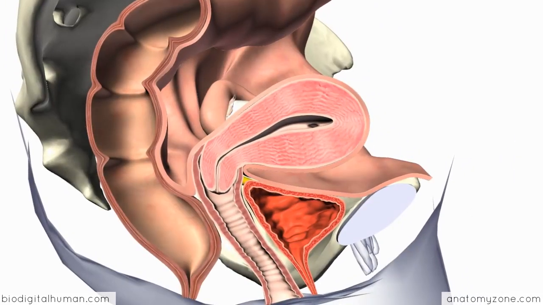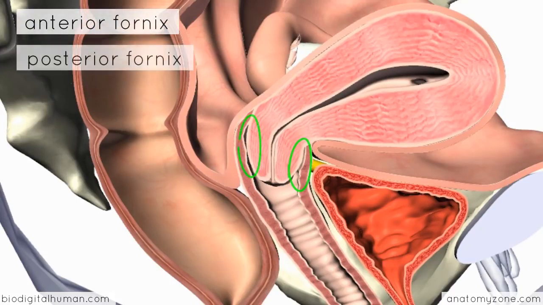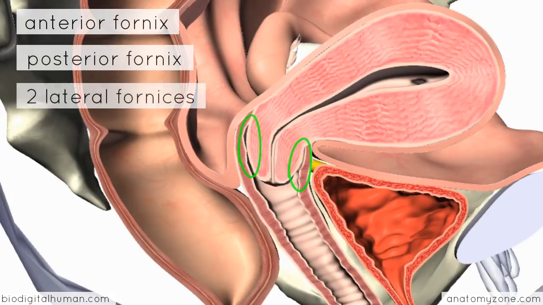So I've just come over to this nice cross-sectional model, and what I want to show you here is the way that the dome-shaped cervix protrudes into the vagina. So you can see this protrusion here. So by protruding into the vagina in this way, the cervix creates recesses around it. So anteriorly you've got this recess here, and posteriorly you've got this recess here, where the cervix meets the vaginal wall. So you've got these pockets around the vagina, and these are known as the fornix. So you've got an anterior fornix anteriorly, a posterior fornix behind, and you've got two lateral fornices.